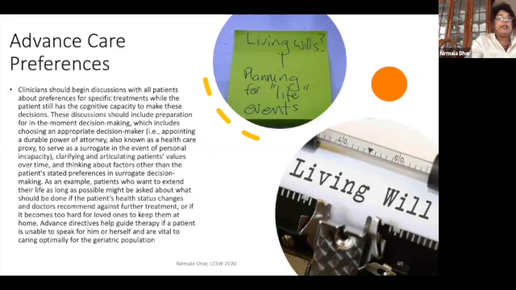Advanced directives help guide therapy and treatment if a patient is unable to speak for him or herself and are vital to caring optimally for this population. So all of you on this phone call today, how comfortable are you in having this conversation with your older clients, patients, consumers? Do you have it routinely? How about as a community, Central Oregon?